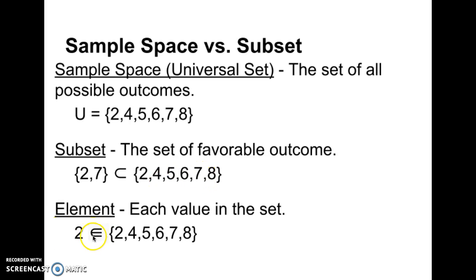And down here, this one looks like an E because that's an element. So 2 without the brackets. With the brackets, it's a set. Without the brackets, it's just an element. So 2 is an element. I could also say 5 or 6 or any one of these single numbers are all elements of this set.